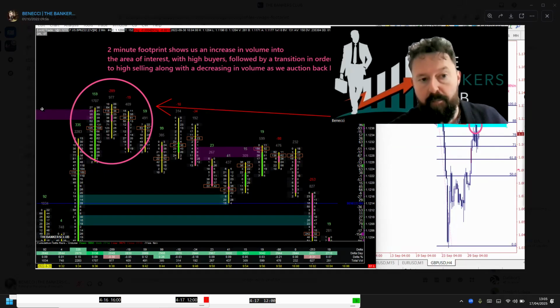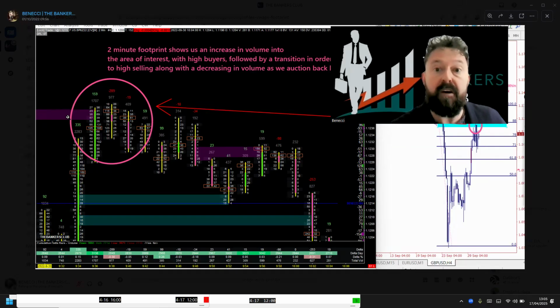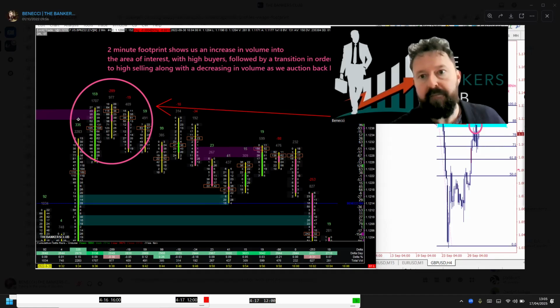Also, we've got this little purple box, which is telling me, again, you'll learn all this, there was a stacked imbalance there, which you could be familiar with as a fair value gap. These stacked imbalances, how I set the calibrations up, are far more accurate. So we know that the fair value gap is going to be more of a substantial area, which is likely to be respected. And as you can see, it got respected there.